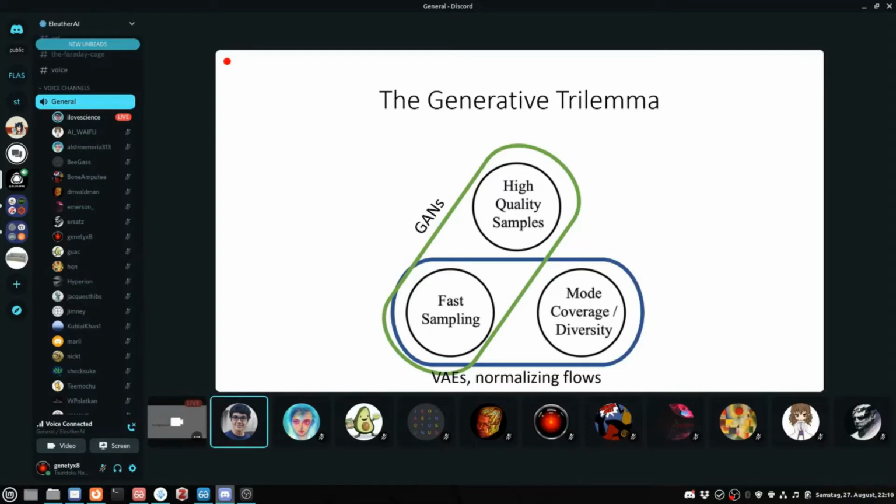With GANs, you're able to get the fast sampling and the high quality samples, but often you had this mode coverage problem, where you would have less diversity. You'd have the problem of mode collapse, where you'd get very similar outputs and you wouldn't be able to get a wide diversity of samples. VAEs and normalizing flows were able to improve on the diversity, but the quality of the samples wasn't that great.